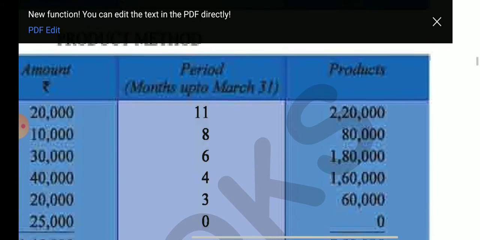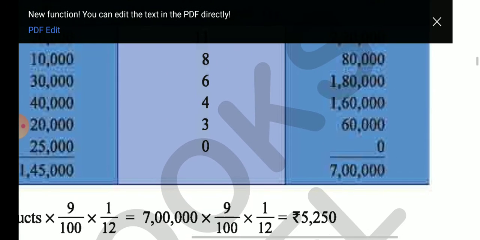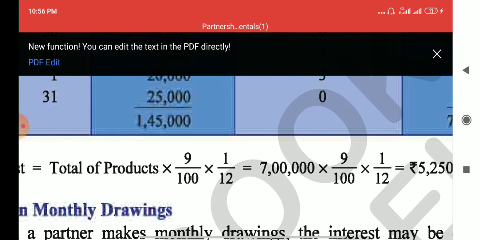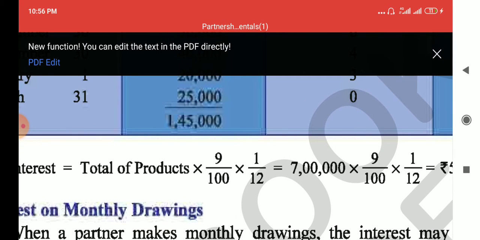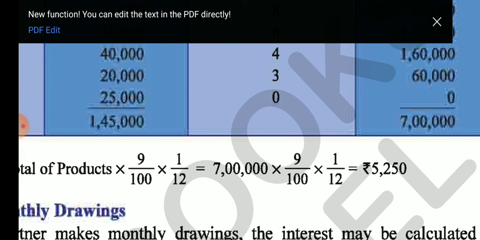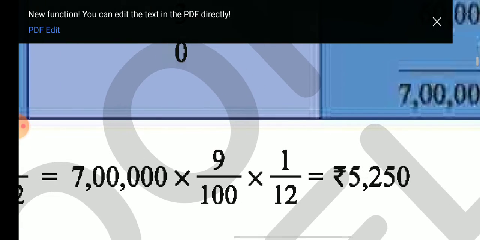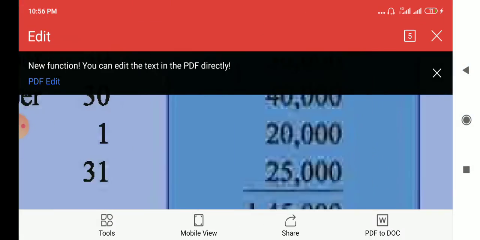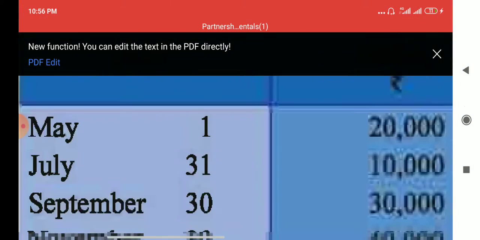Then we take the total of these products, and the total is 7 lakh. On this 7 lakh we calculate 7 lakh into 9 upon 100, because 9% is the rate of interest, into 1 upon 12. The total amount is 5,250 rupees interest on drawing. Okay, this is the way by which we calculate the interest on drawing.